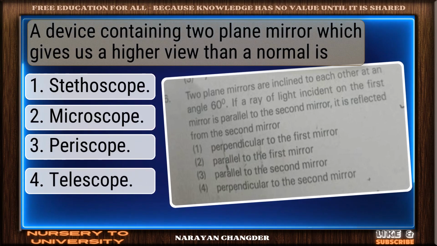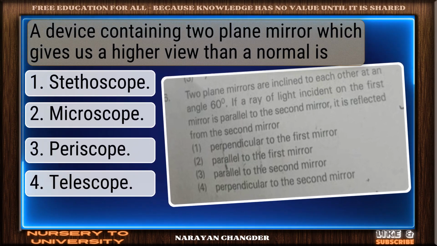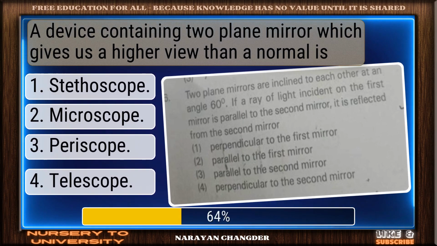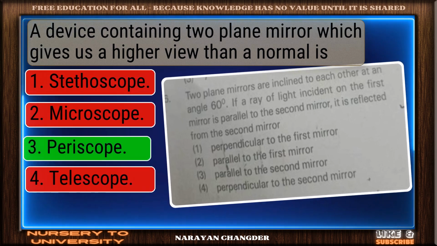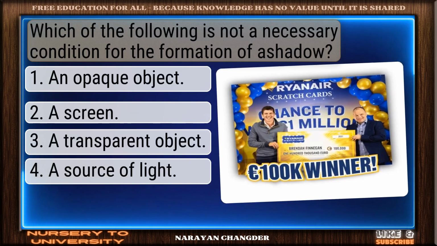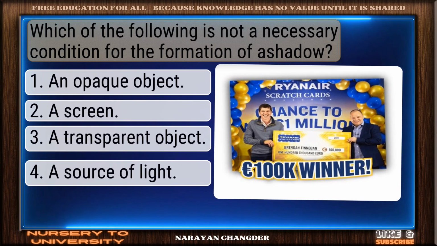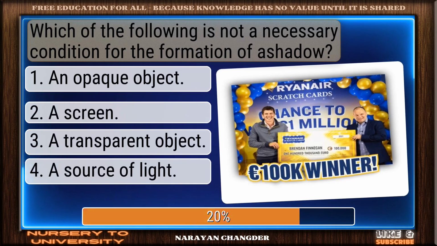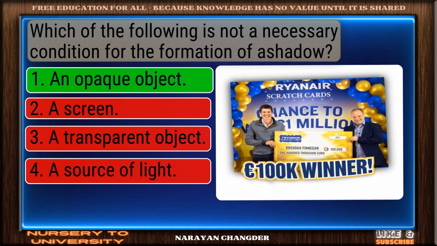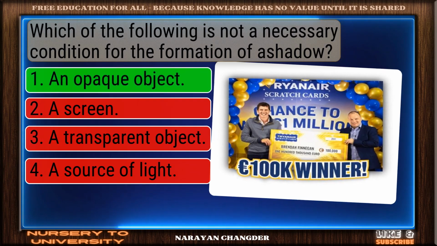A device containing two-plane mirror, which gives us a higher view than a normal is. Excellent. Periscope is a brilliant choice. Which of the following is not a necessary condition for the formation of a shadow? You got it. Your choice, an opaque object, is right.